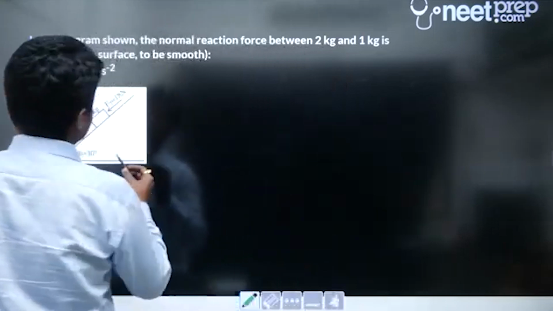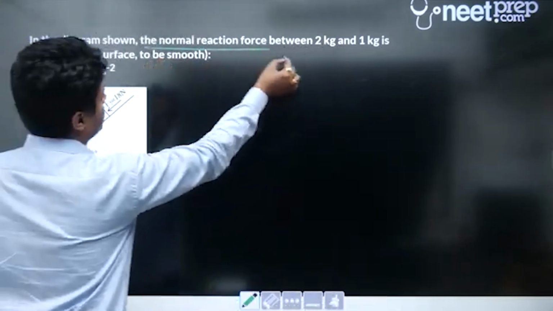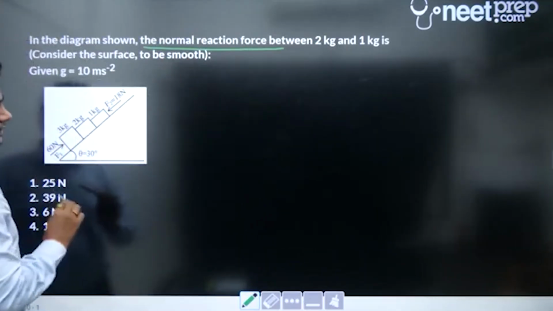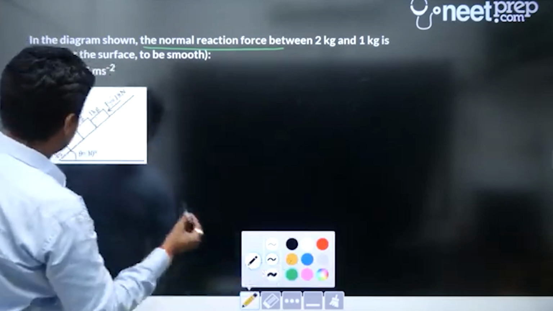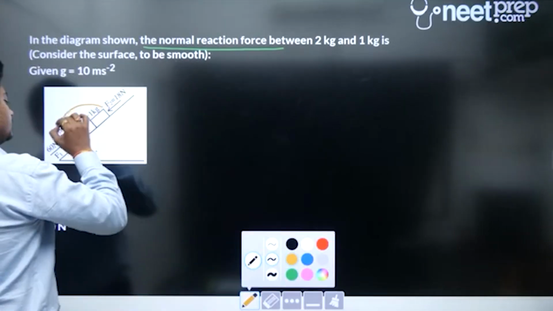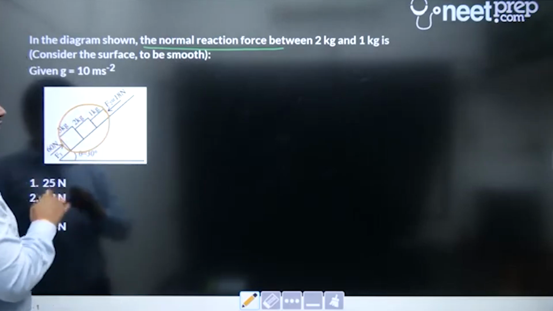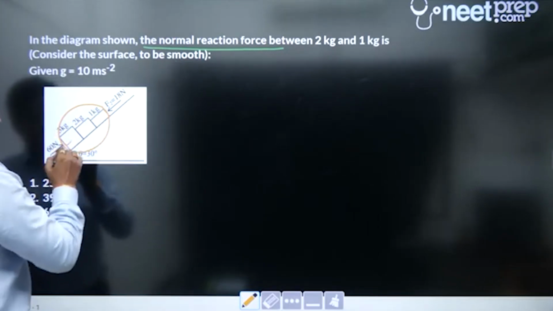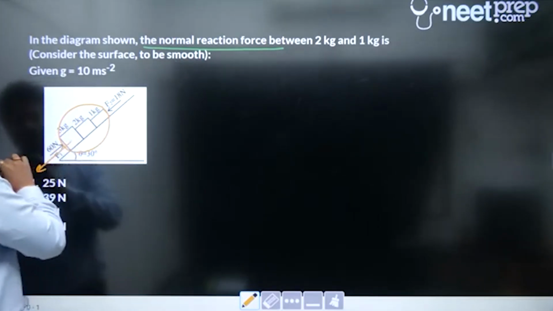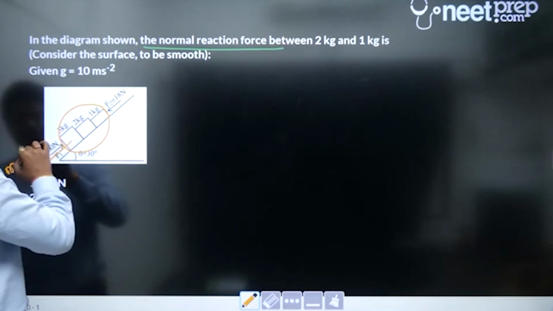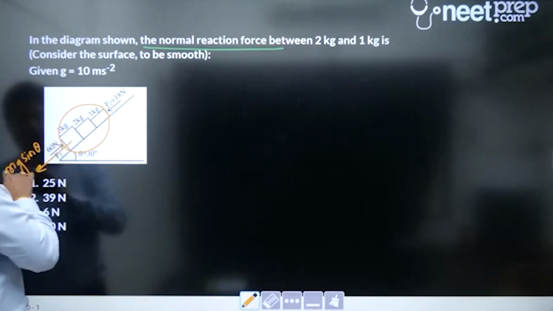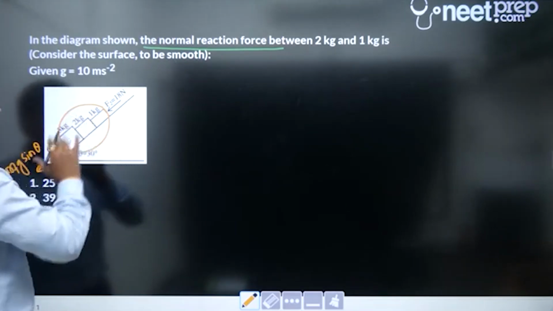We have been given a diagram as shown in the figure. We have to find the normal reaction force between the 2 kg and the 1 kg blocks. First of all, if you observe carefully, if we talk about the system, 3 forces are acting on it. 2 are shown, 1 is not shown. That one is basically total mg sin theta. Remember here m is the total mass because we are considering the system.